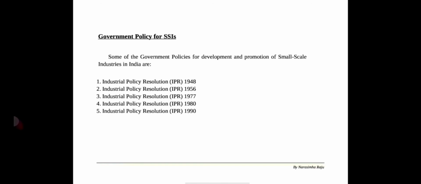The scheme of DIC was introduced in May 1978. The main objective of setting up DICs was to promote, under a single roof, all the services and support required for small and village entrepreneurs. This added to the earlier thrust of protection, that is IPR 1948, and development from IPR 1956, and the promotion added in IPR 1977. As per this resolution, the small sector was thus to be protected, developed and promoted.